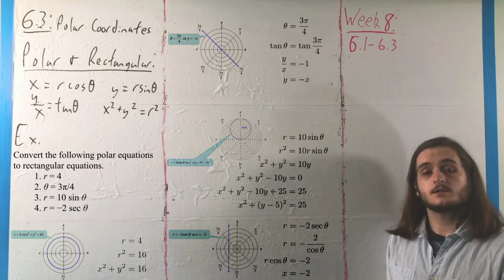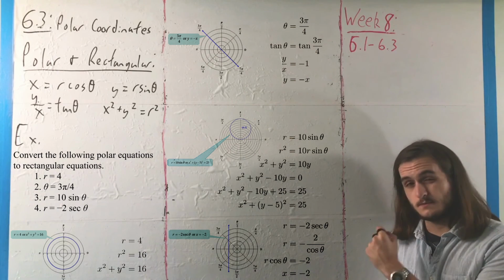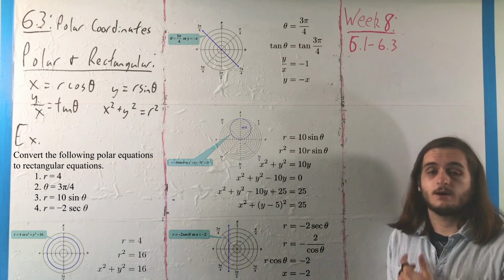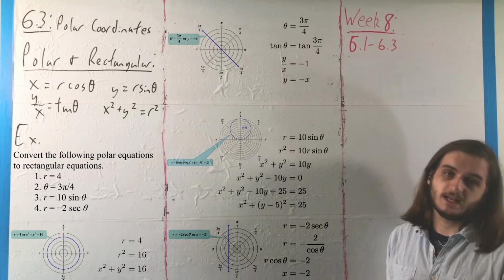But what we'll see next, in section 6.4, is how we can develop these relationships a little bit better. That is, we'll see how we can make these pictures a little bit more. We'll look at how we can graph our polar equations. But that's what we'll see next.